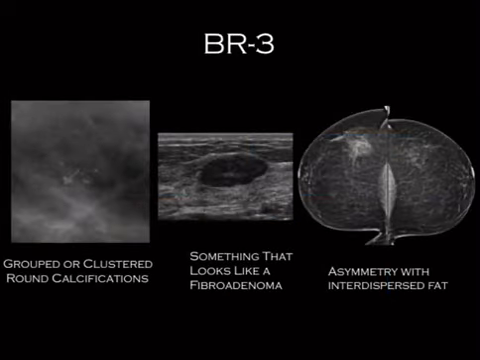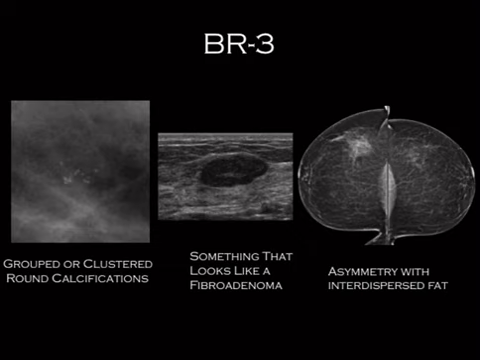So here are the 3 specific scenarios where you can use BI-RADS 3. Grouped or clustered round calcifications, remember not linear, not regional, those would be BR4. If it was scattered throughout the breast and they were round, you could BI-RADS 2 that. Grouped or clustered round calcs can be BR3'd.